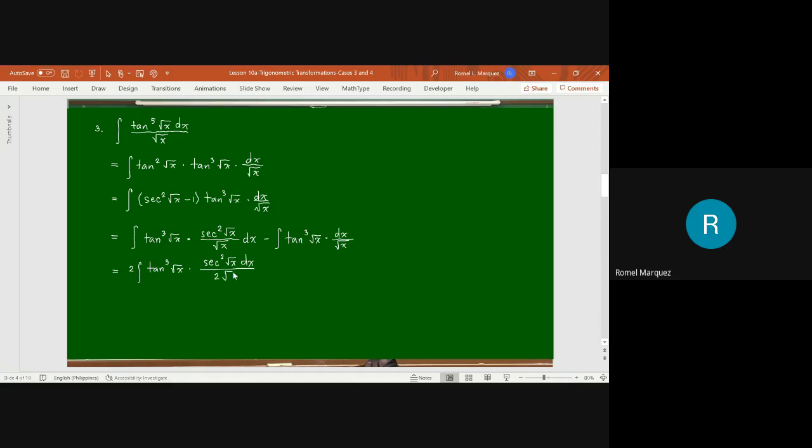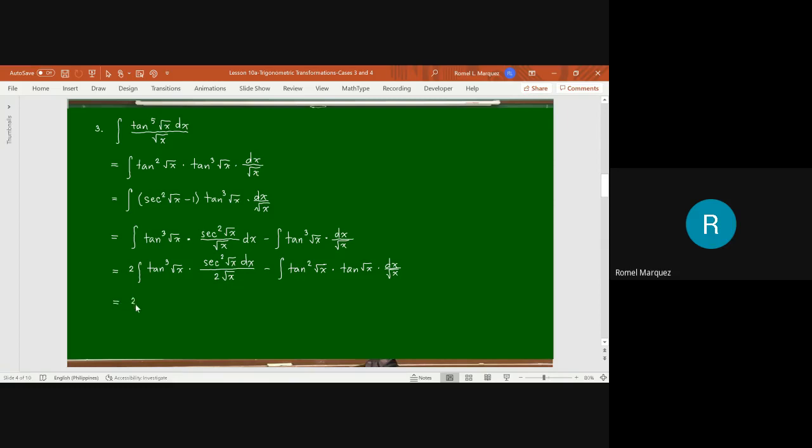Over 2 is square root of x. And then here, transform by segregating tangent squared of square root of x, times the remaining tangent, times dx over square root of x. Actually, this second integral is like our example number 1, no? The only difference is the argument.